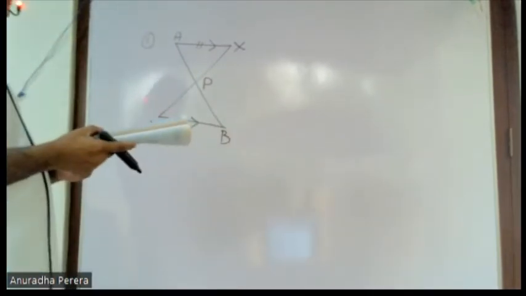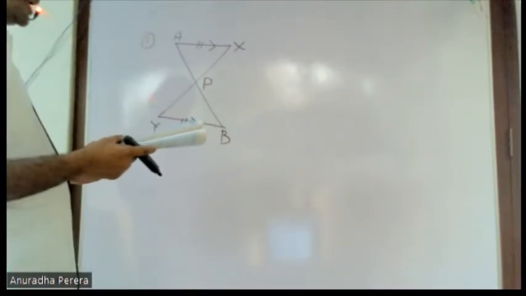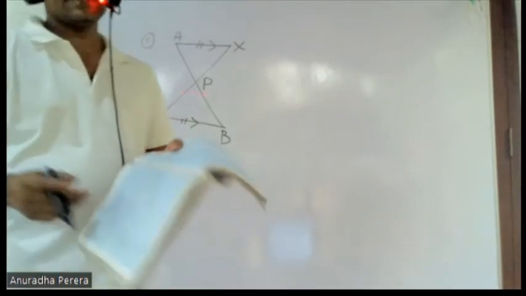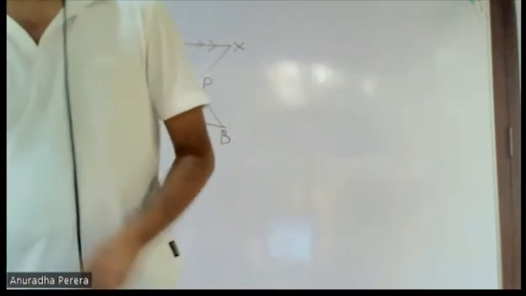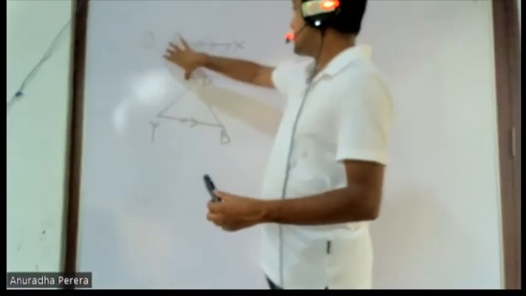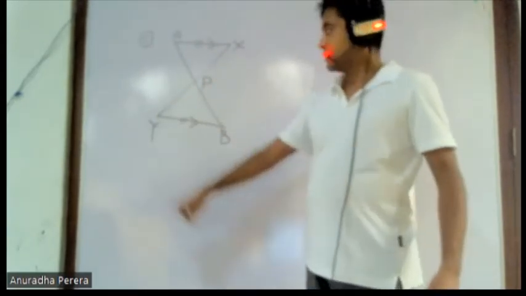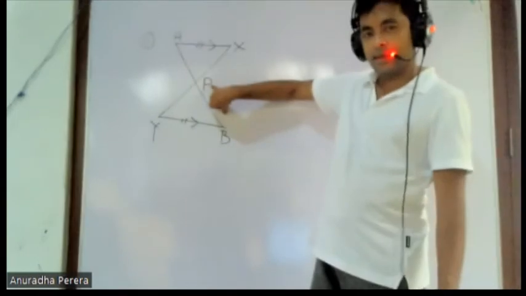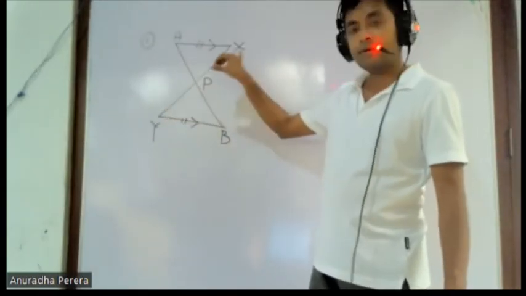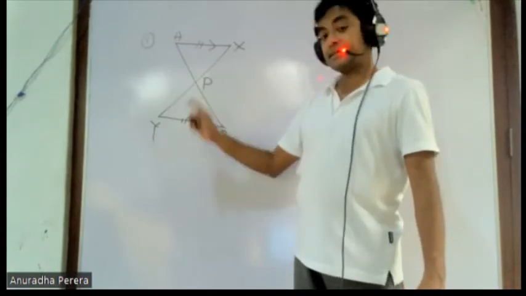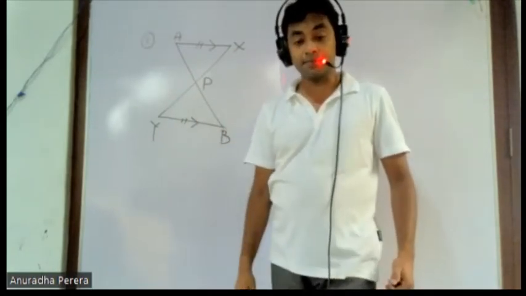In the figure, AX is parallel to YB and AX equals YB. Show that the straight lines AB and YX bisect each other at P. Bisect each other at P means you have to prove AP equals PB and YP equals PX. Then you can say AB and YX bisect each other at P.